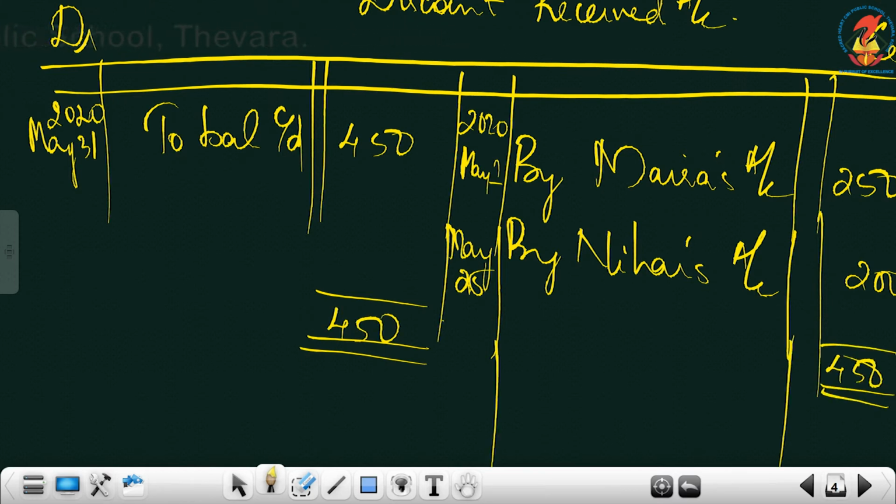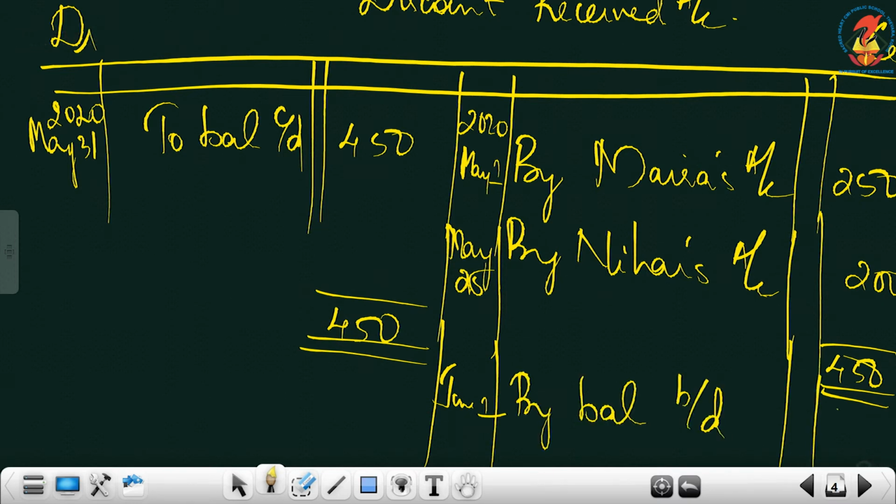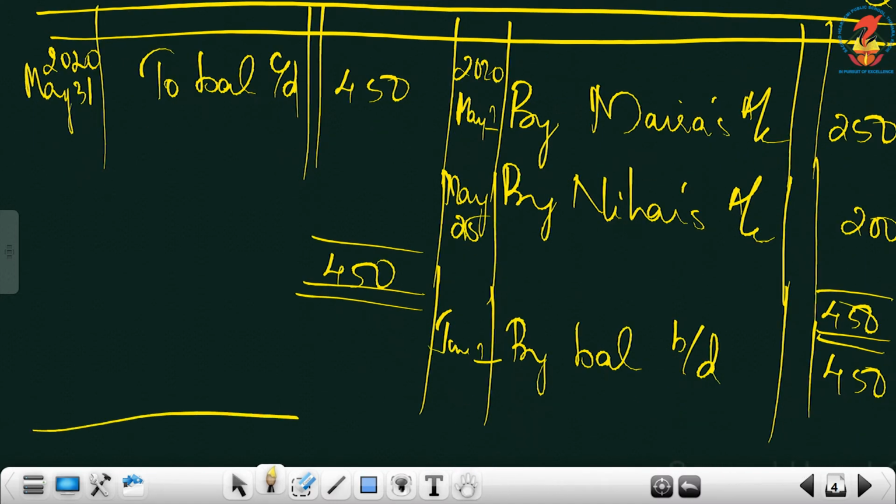Take the balance to the beginning of the next month, that is June 1st. To balance brought down, this is the credit side. By balance brought down 450. So discount received account is also over.